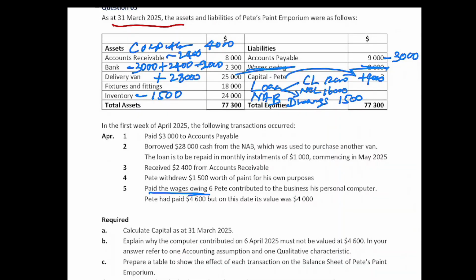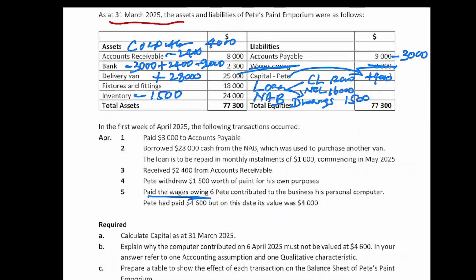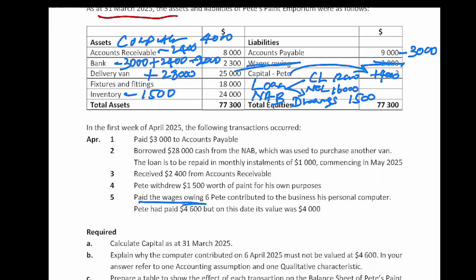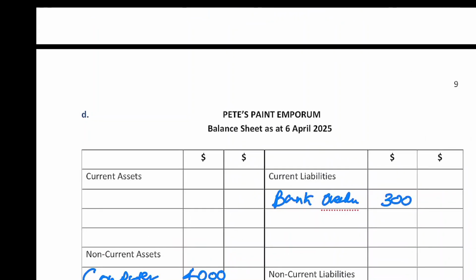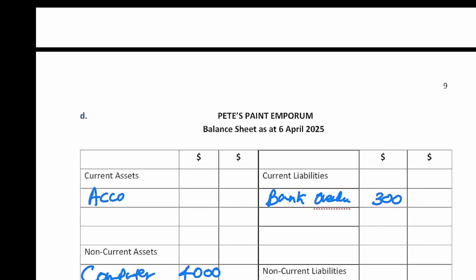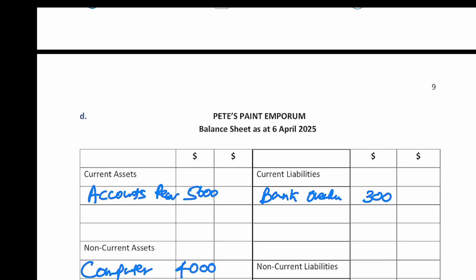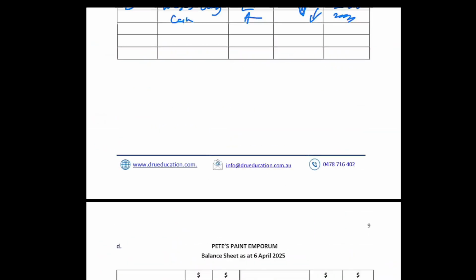Right. So then bank is done. Sorry, I missed the accounts receivable. How much is accounts receivable? 8,000 take away 2,400, which is 5,600. What is it? Current? Yeah, asset. 5,600. Yeah. Is it correct? Accounts receivable? Yeah. 5,600. Yes.